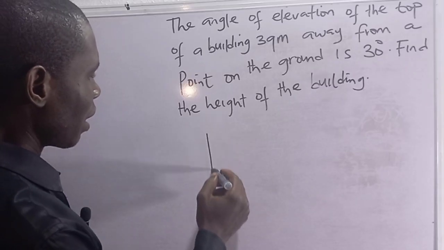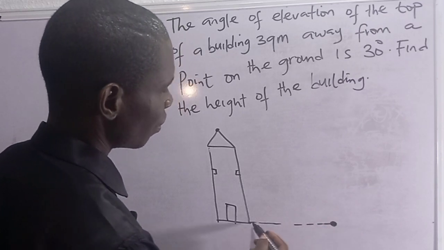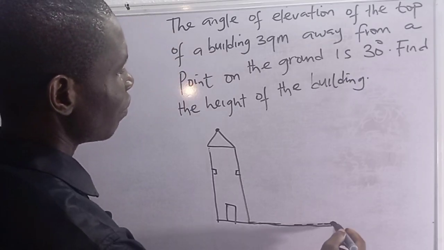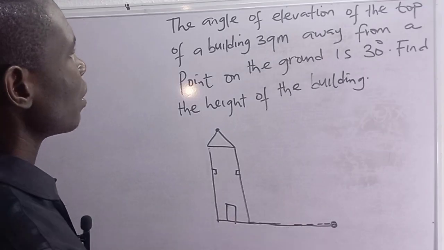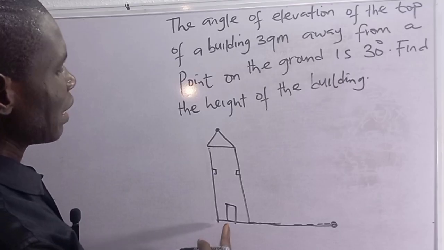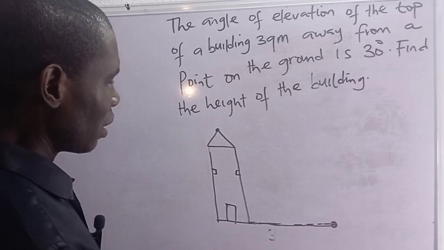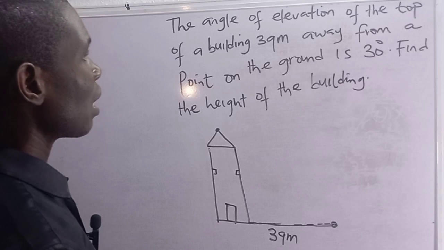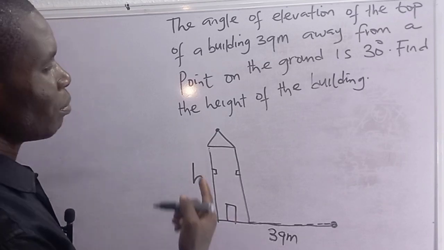Okay, let's see here, we have a building and we also have a point on the ground. The horizontal line here represents the ground level. So we have the top of the building and the point on the ground. The angle of elevation of the top of a building 39 meters from a point on the ground. The distance between the building and the point on the ground is 39 meters, and we are asked to find the height of the building.